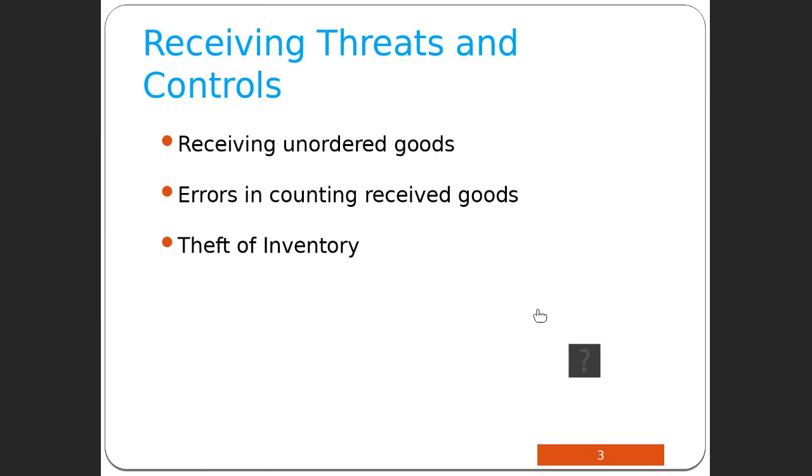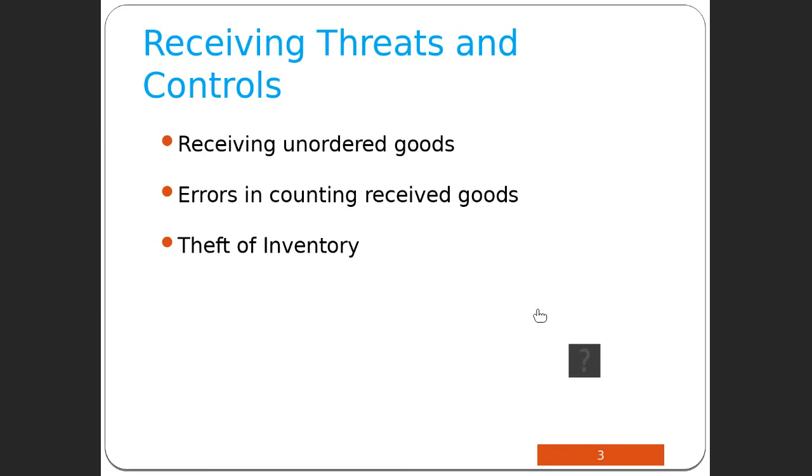Now, the items are received in hundreds, maybe thousands, in quantities. And the best way to reduce error is to automate as much as possible.